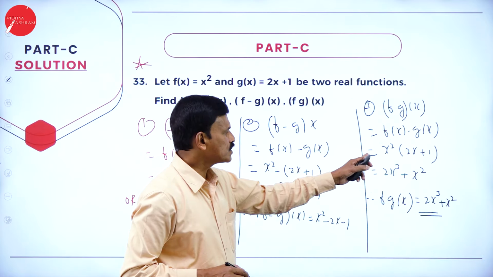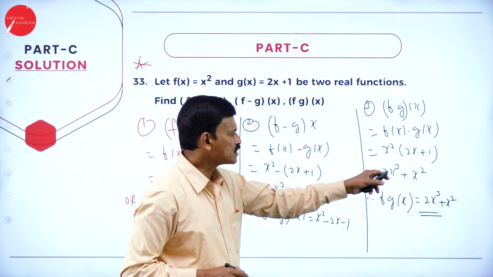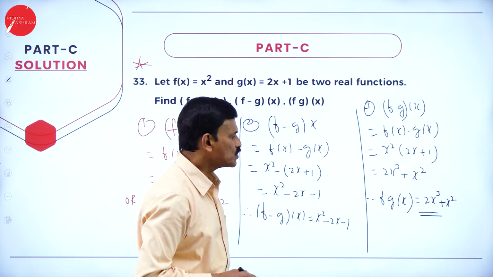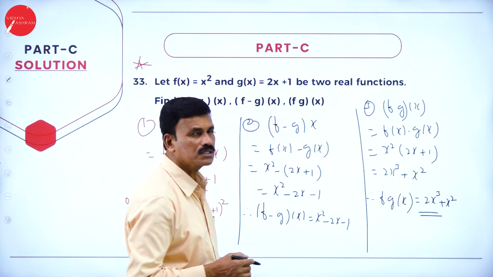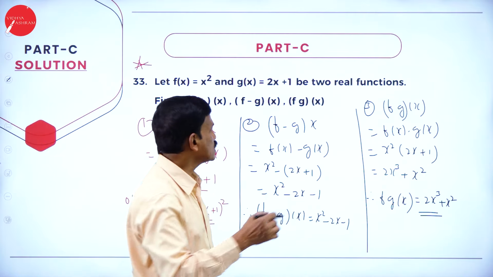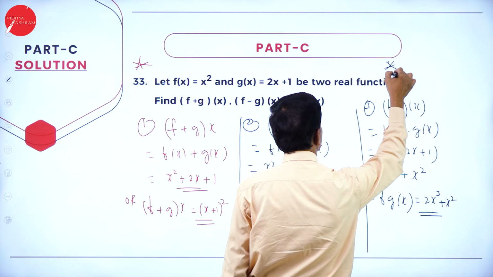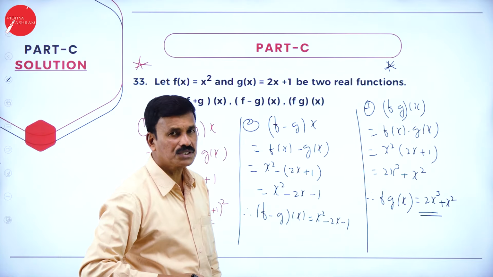That's it. 2x into x square is 2x cube, plus x square into 1 is x square. So, 2x cube plus x square is the required answer. This is how we are going to solve for 3 marks. Very simple problem. So, this is a sure question. You can expect this type of question for your final examination.